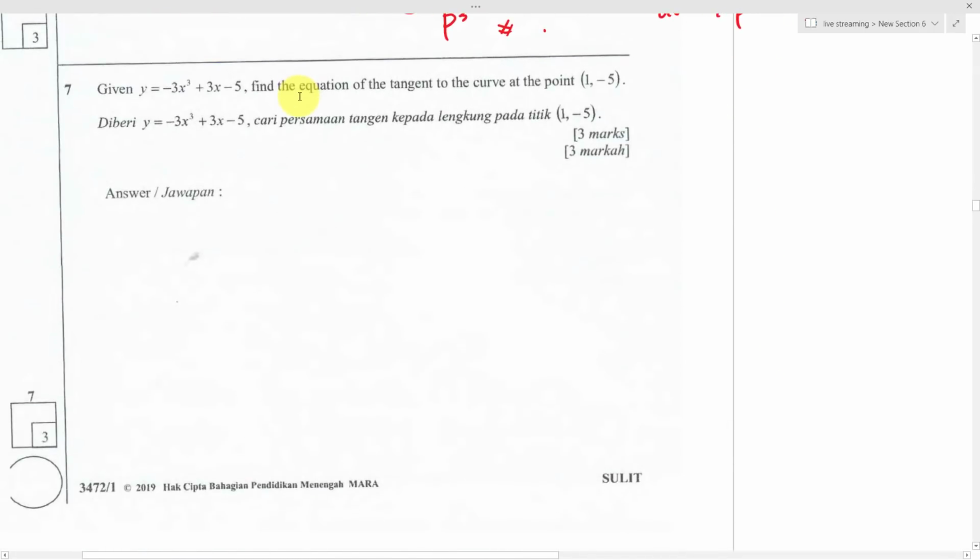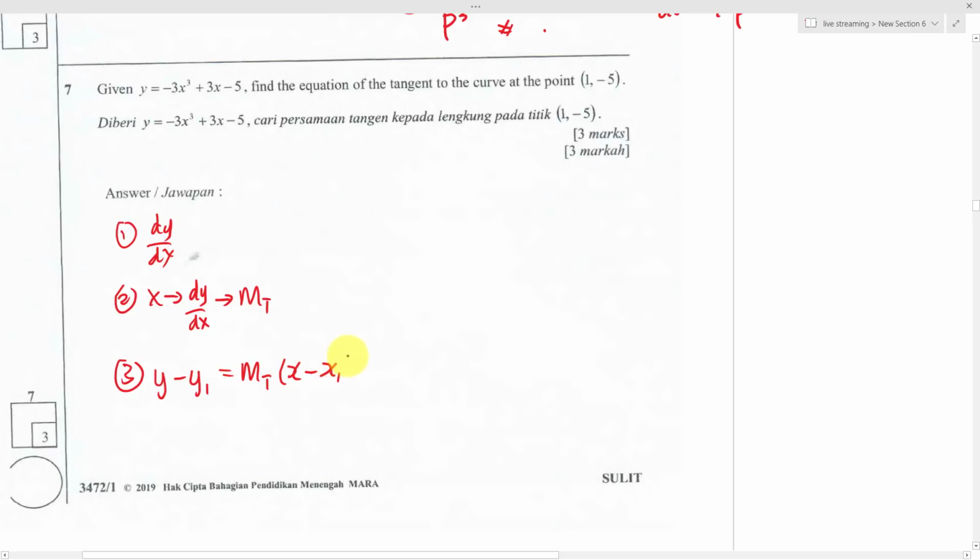Alright, let's move on to the next one. Find the equation of the tangent. You can always follow my steps. First step, dy/dx. Second step, sub the x value into dy/dx, then you will get the gradient of the tangent. Third step, form the equation y minus y1 equals m times x minus x1. Just follow these three steps and you can easily get your equation of tangent.